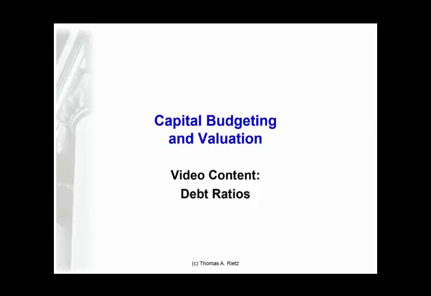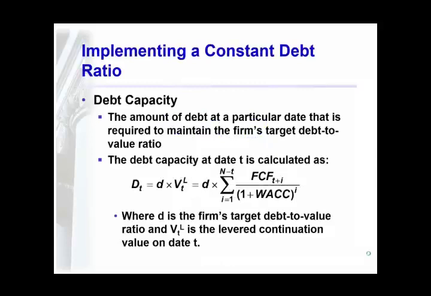In this video we're going to talk about two issues related to debt ratios. First of all, the weighted average cost of capital depends upon a constant debt ratio, which is actually something that is targeted by many companies. So the question comes up, how do you implement a constant debt ratio?